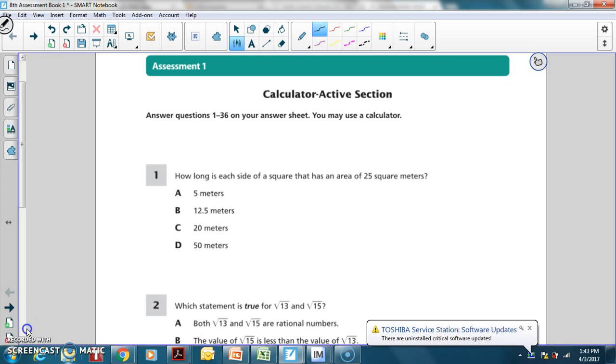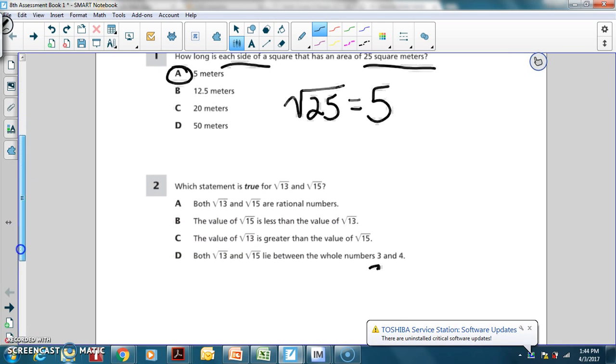How long is each side of the square that has an area of 25 square meters? Well, if you see 25 square meters, how long is each side? You know that you need to take the square root of 25, and you should have that absolutely memorized. You should not need a calculator for that. You should know the square root of 25 is 5, and that should be your answer.